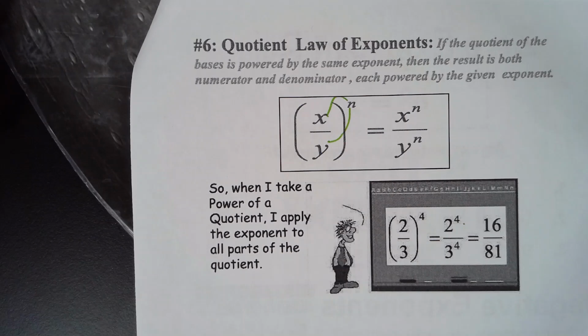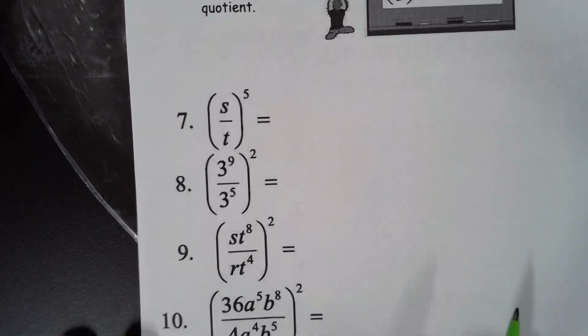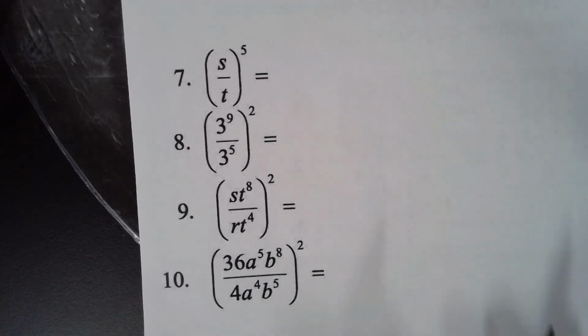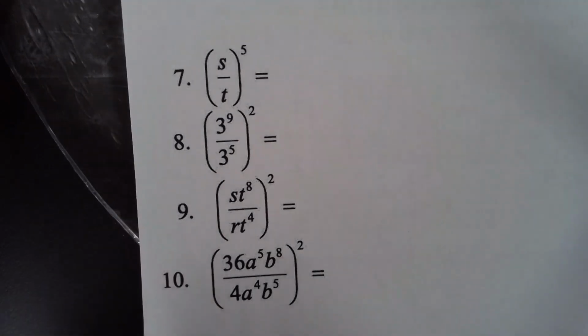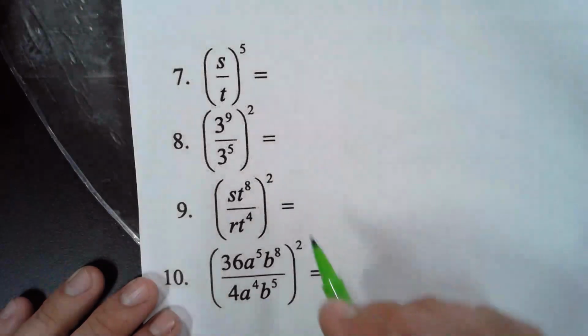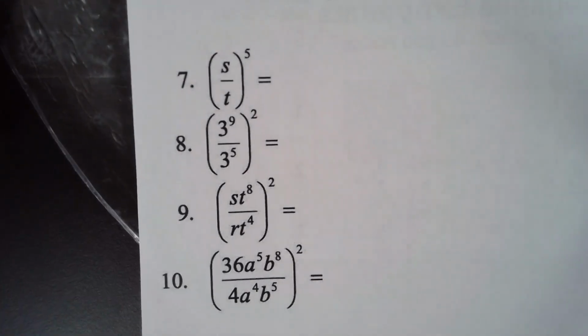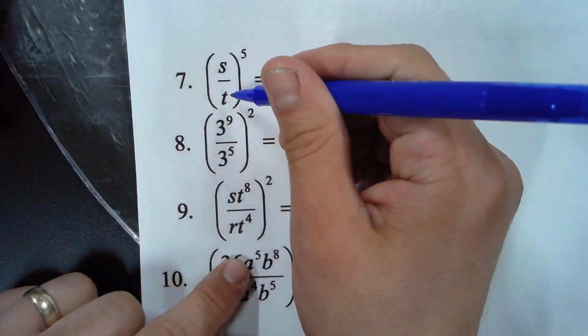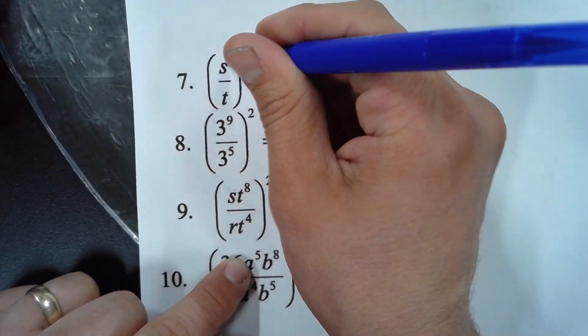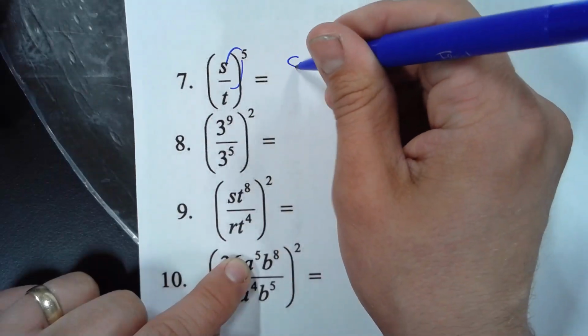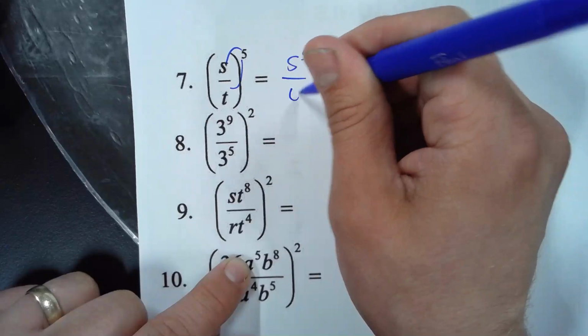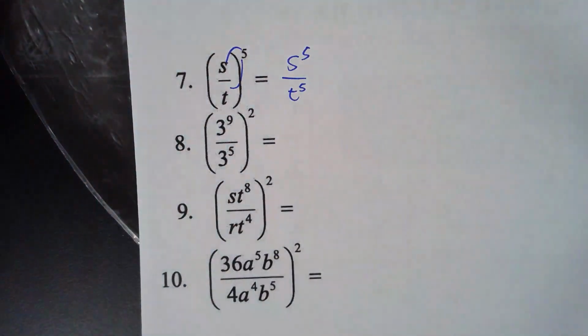If you can remember the last rule, we can do this one too. So let's look at the examples. I'll do number 7 and 9, and I'll let you guys do 8 and 10. So s divided by t to the 5th power, that 5 gets applied to the numerator and denominator. So I have s to the 5th divided by t to the 5th. If the whole fraction is being raised to an exponent, the exponent goes to the top and bottom.